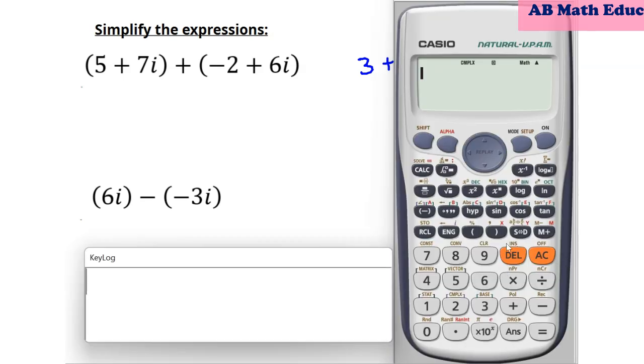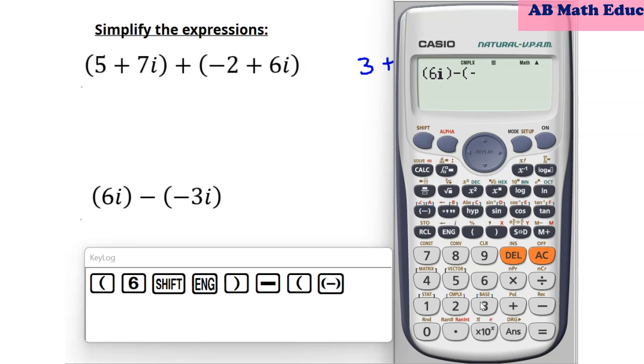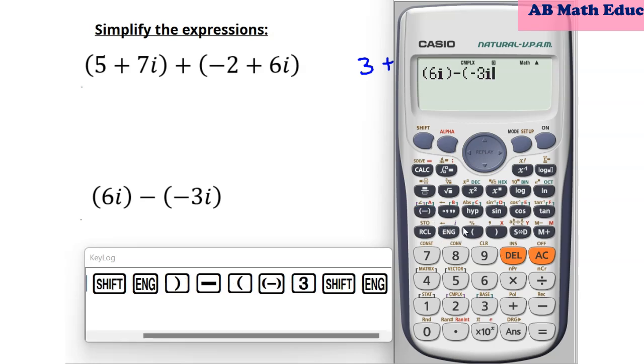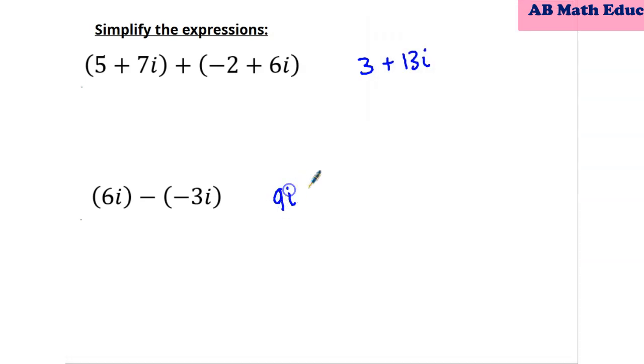Let's do the next expression with the calculator. So we pick parentheses, 6i, minus negative 3i. Close it. Boom, and that gives you 9i. So this one also gives us 9i from the calculator.